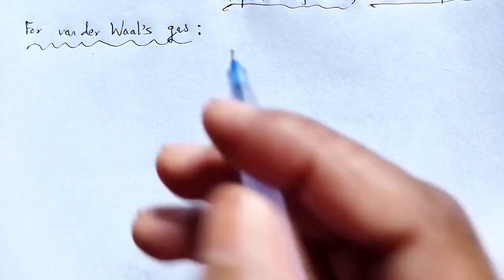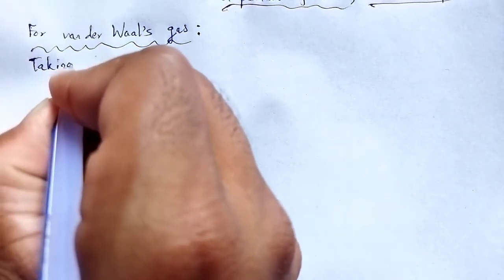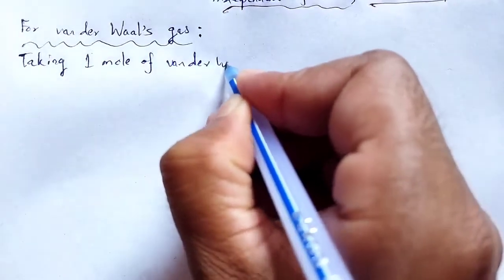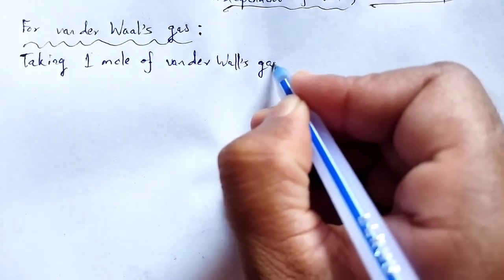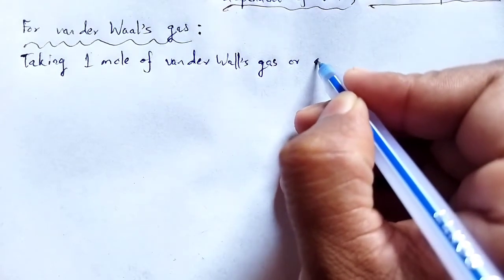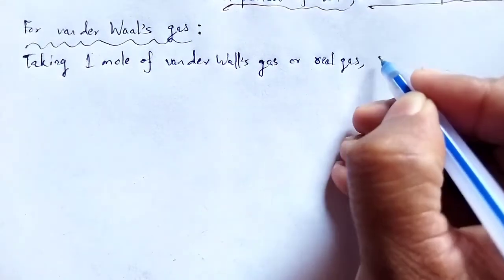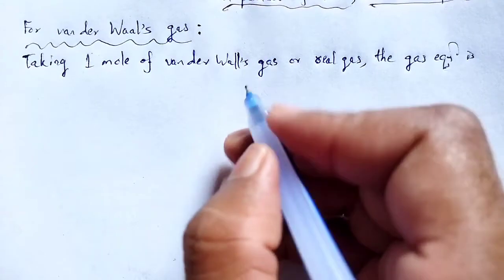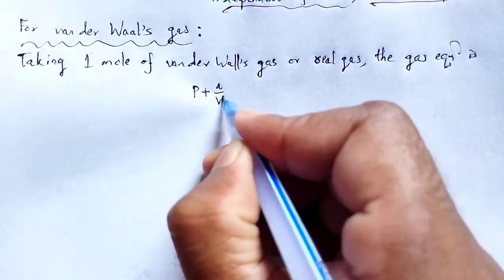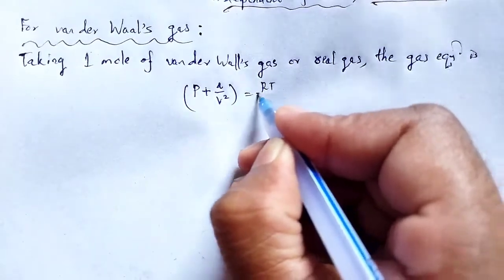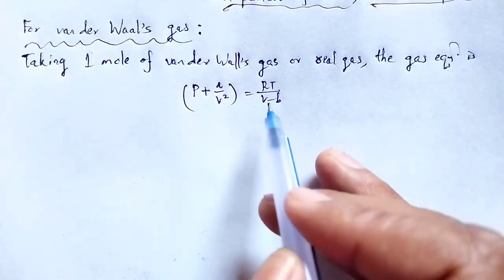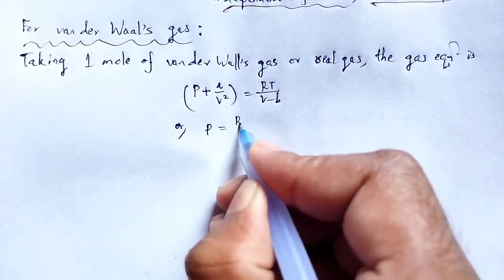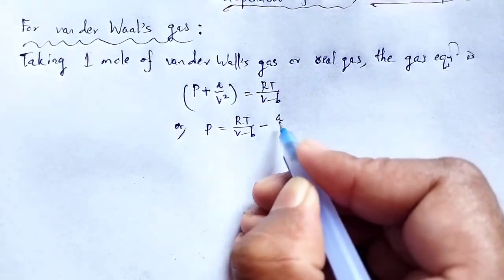Taking 1 mole of Van der Waals gas, or we can say the real gas, the gas equation is (P + a/V²) = RT/(V − b), where a and b are the Van der Waals constants, as we know. So P = RT/(V − b) − a/V².